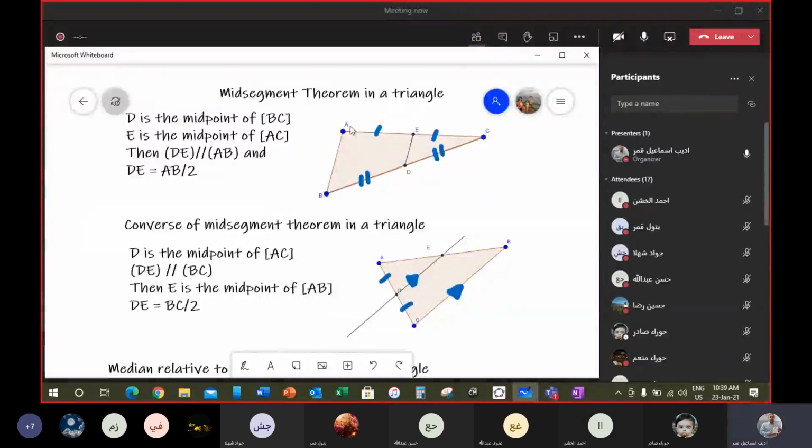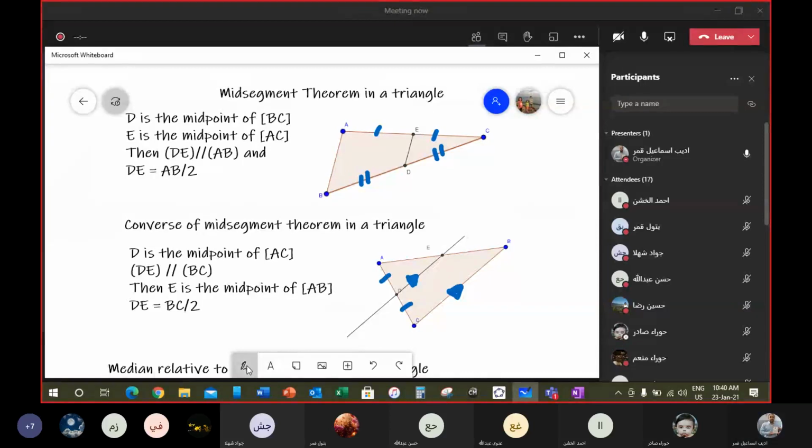We have here the figure in front of you. D is the midpoint of BC in any triangle ABC. We are just revising them. We have D is the midpoint of BC. We have E is the midpoint of AC. Then DE is parallel to AB and DE is equal to AB over 2. What do we call this? Mid-segment theorem in a triangle.